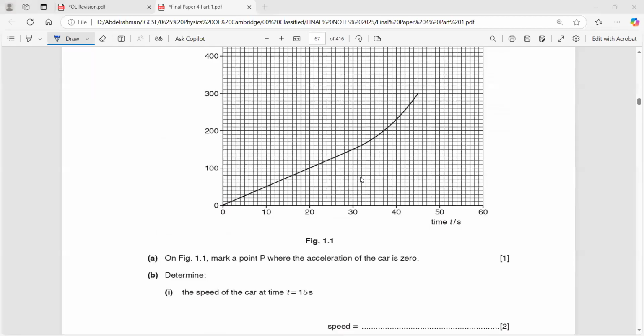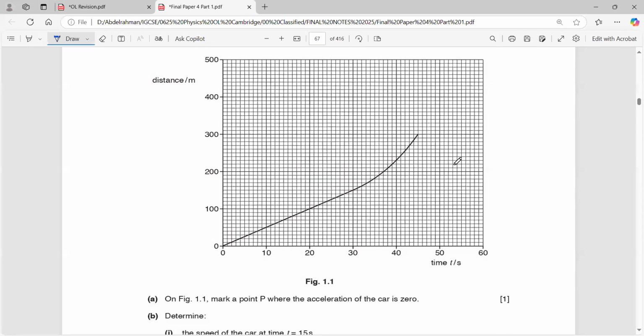Page 65. Come on guys, we're almost done. This is the last question. On figure 1.1, mark a point P where the acceleration of the car is 0. Last question. Mark a point P in which the acceleration is 0.